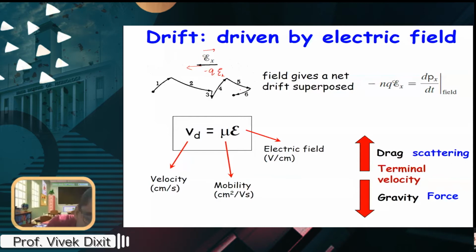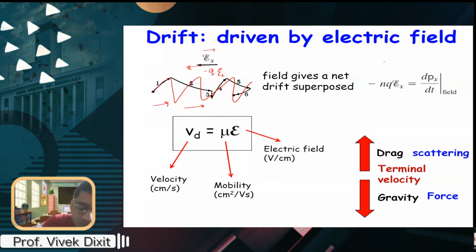I've shown it in the x direction, so then the field should be in the minus x direction. Either way, if the field is in the x direction, then electrons will move in the minus x direction. If the field is in the minus x direction, then electrons move in the plus x direction. So you see here, it is again random motion, but overall it has a component in the x direction.